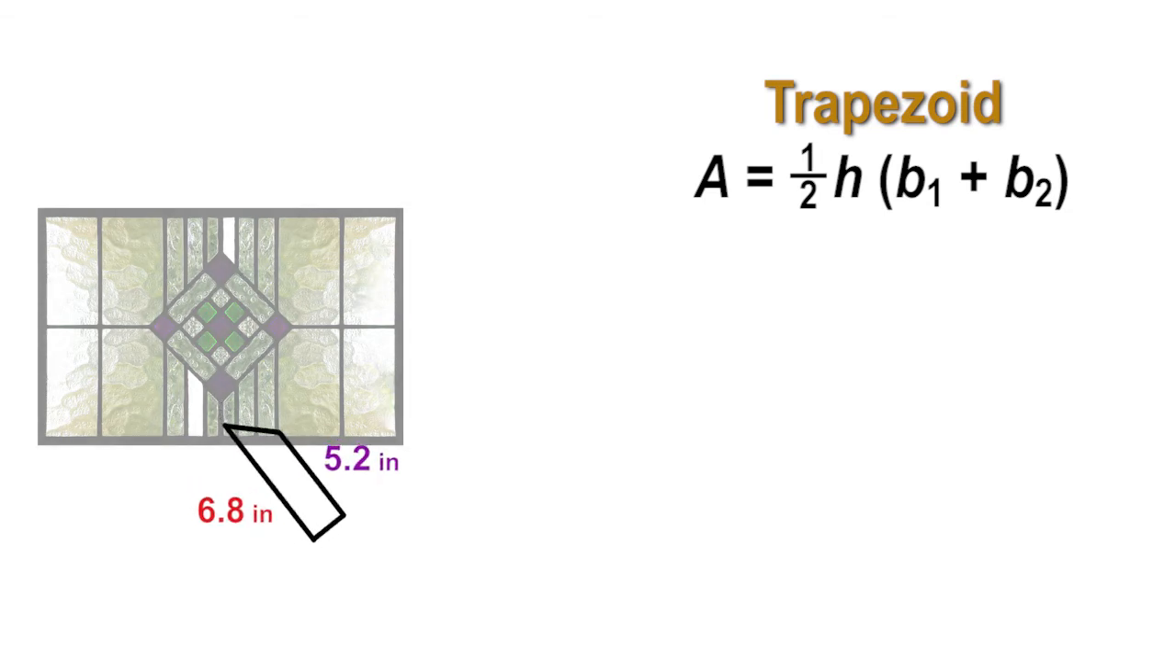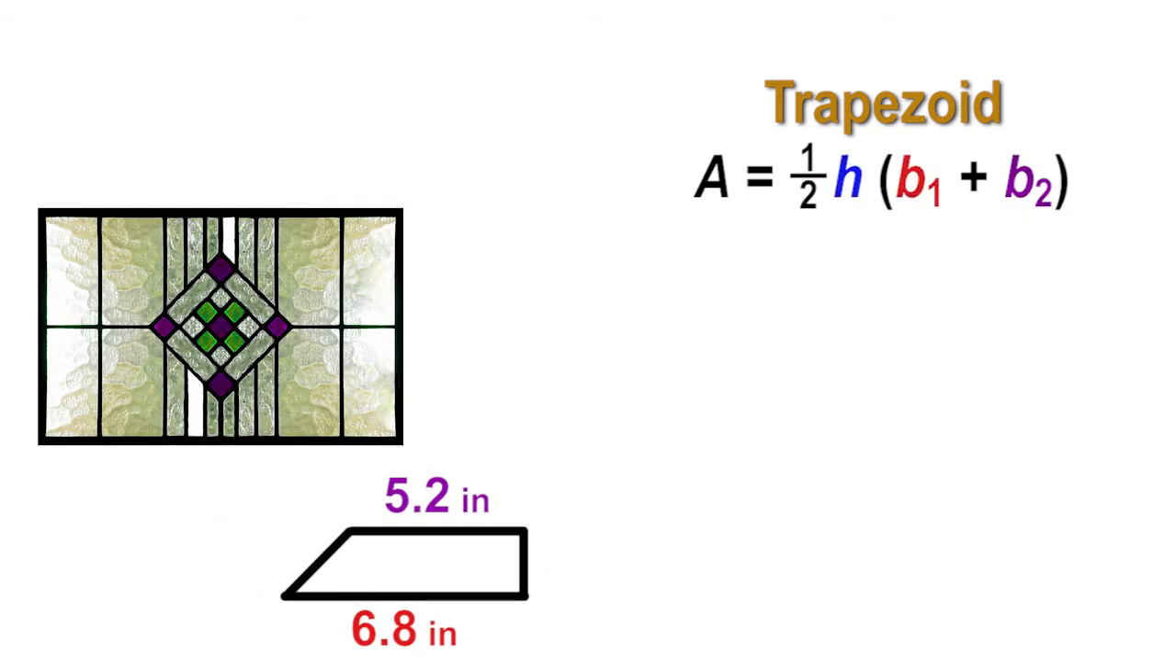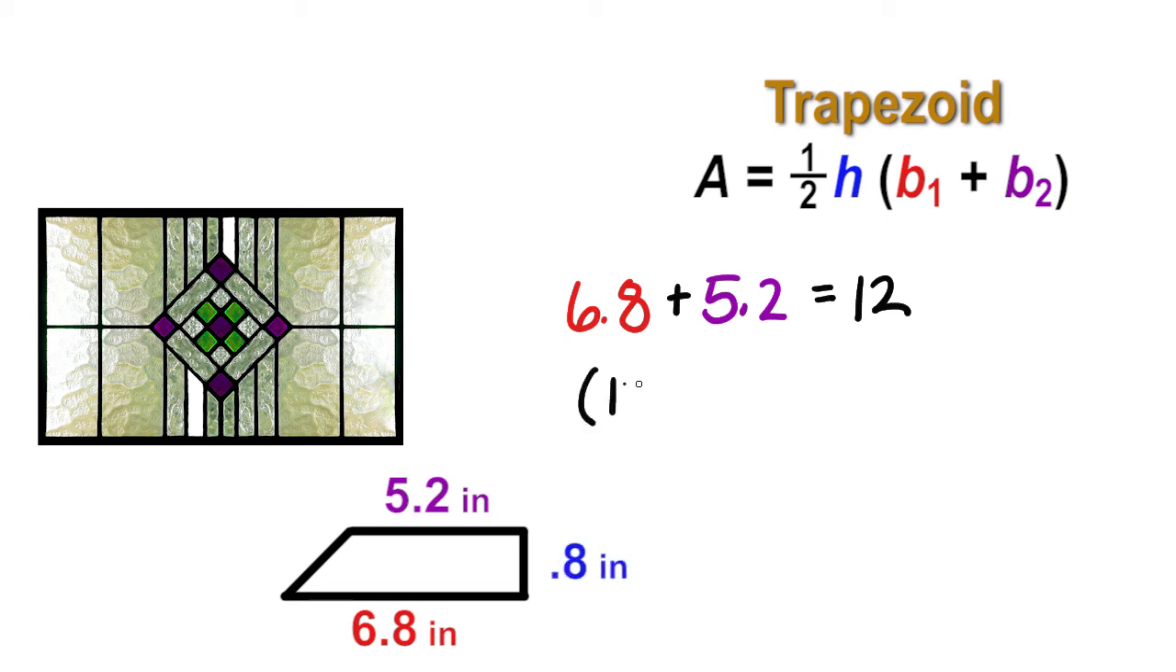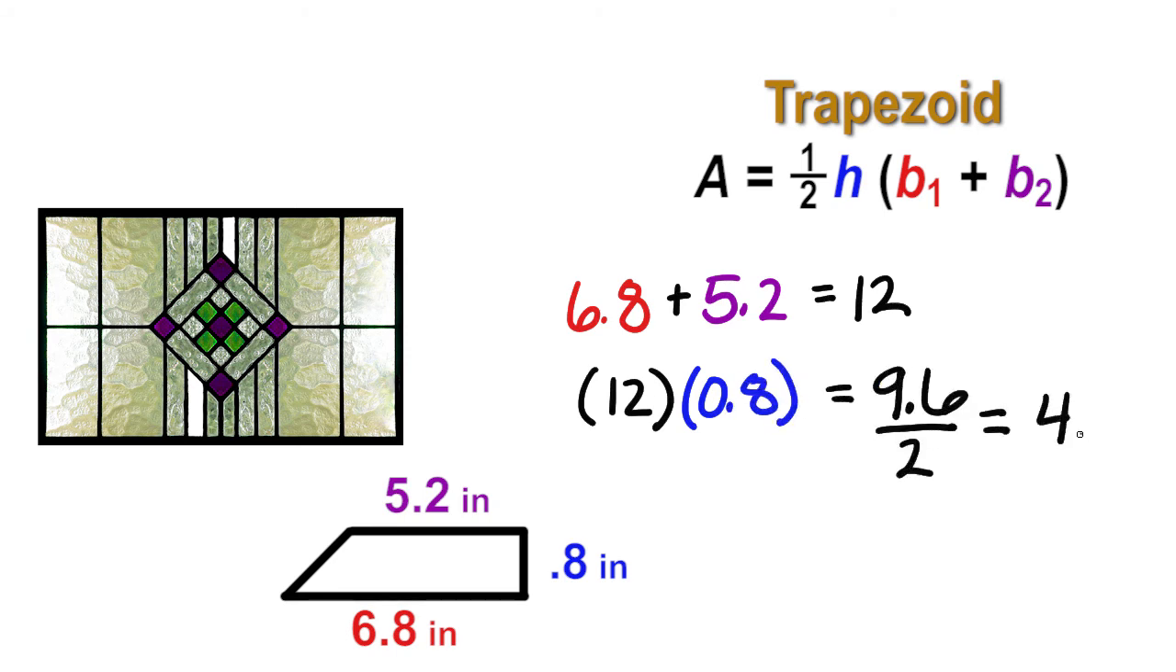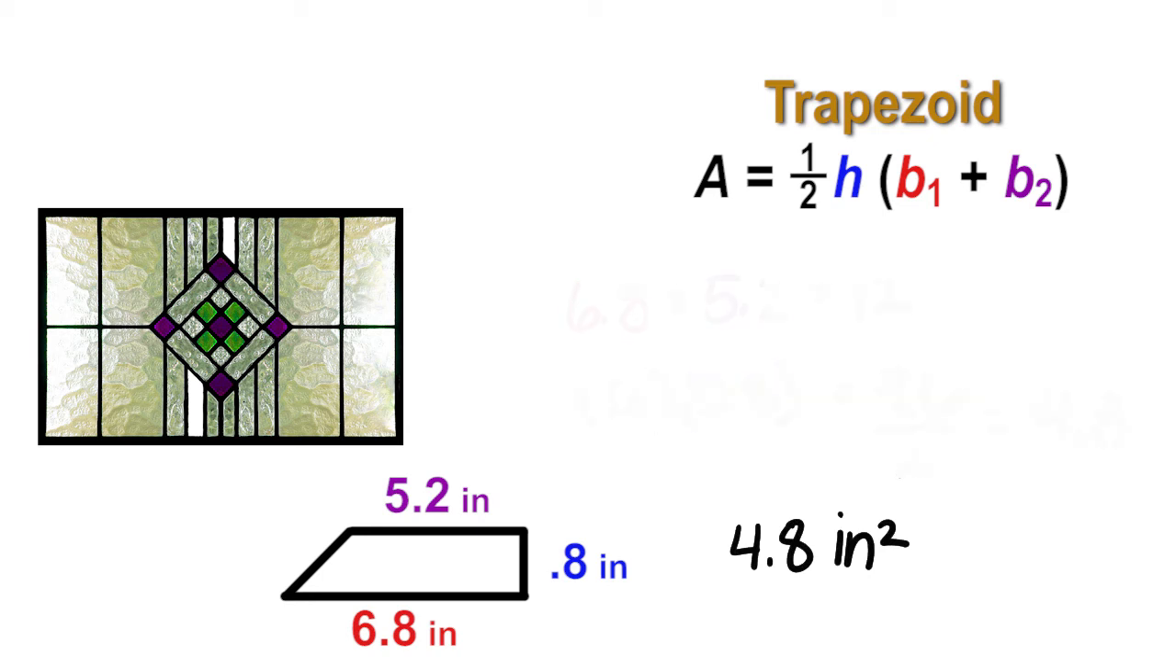Let's substitute these two values into the formula and add them together. 6 8/10 and 5 2/10 gives us the sum of 12. The height of pane A is 8/10 inches. When we multiply the 12 by 8/10 and then divide the product of 9 6/10 by 2, we get 4 8/10. The trapezoid-shaped pane A is 4 8/10 square inches.